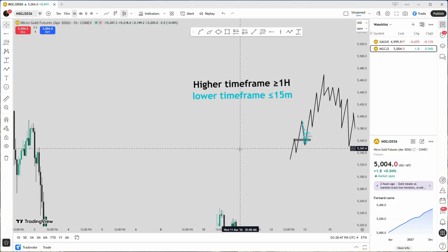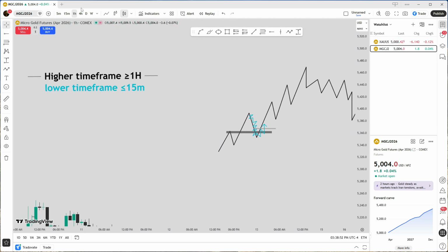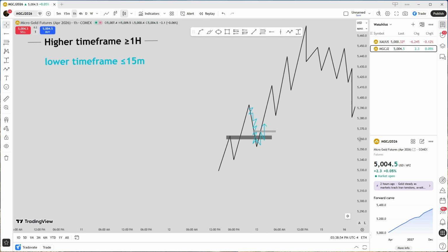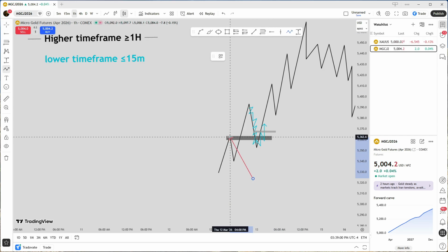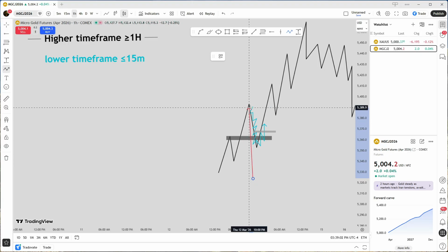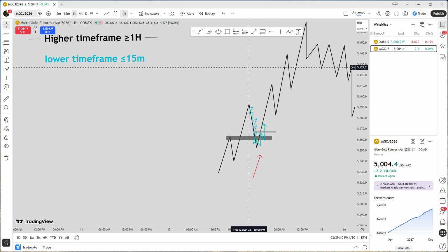As you guys already know, we do our marking up on the 1 hour time frame. So let's stick on this time frame for now. 1 hour time frame. So we have a low here, high, higher low, higher high. So now all we need is a higher low. So we got the higher low here.